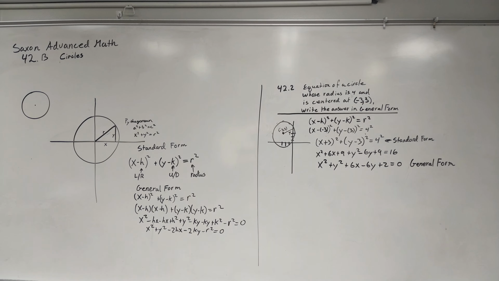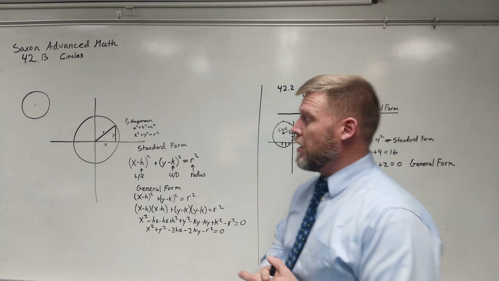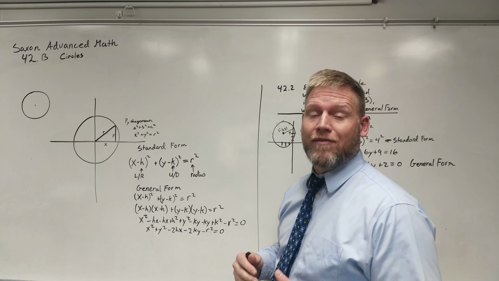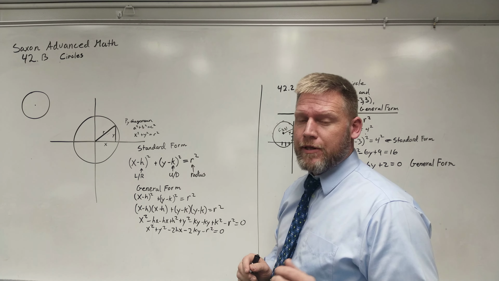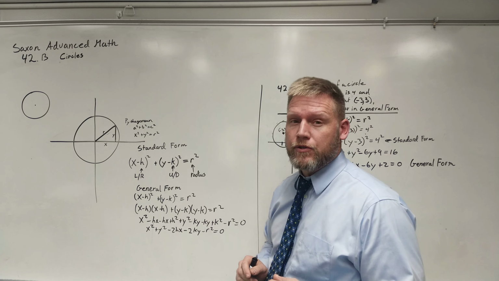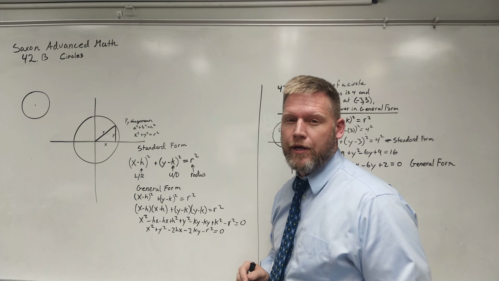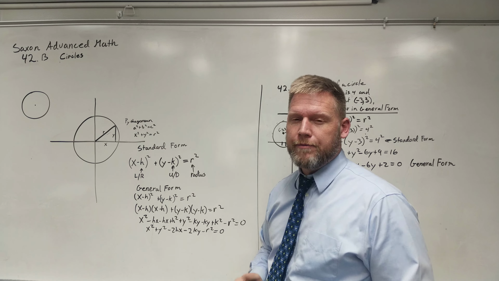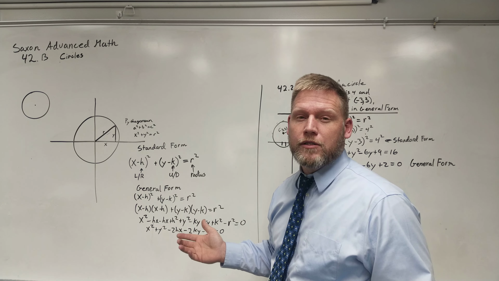Saxon Math 42.B for the advanced math course is circles, and we're going to be first of all describing what a circle is and how it works. We've had the definition before of a circle in a little more of an elementary method, but the method that we're going to be describing a circle is the locus of points that are all equidistant from a given point. Now, we're going to call that given point the center of the circle.